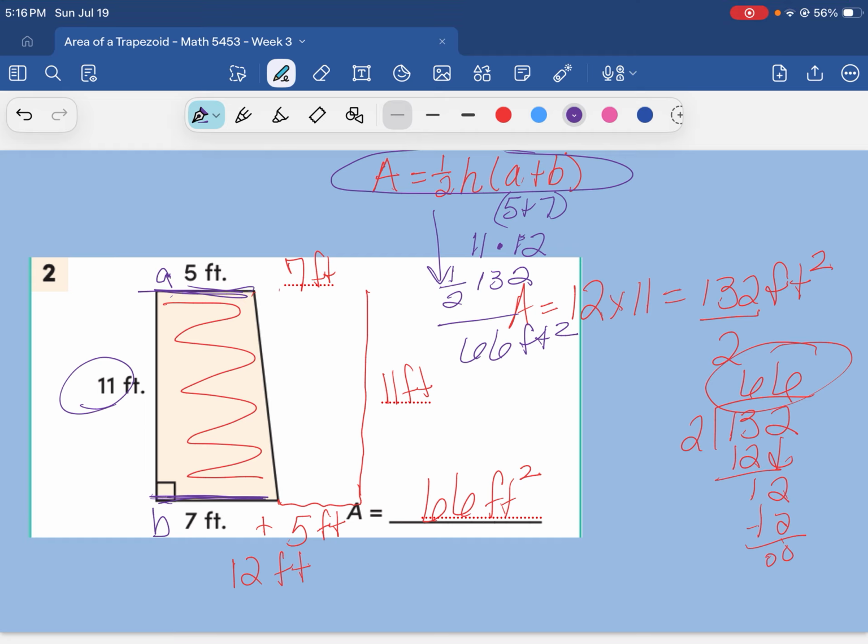So this formula is essentially doing the exact same thing that we're doing by copying the shape, flipping it and attaching it to the trapezoid that's already there to create a parallelogram. We're solving for the entire parallelogram because we're doing A plus B, and then timesing it by the height, and then dividing it in 2 to just find the half of that shape that we want, which is that trapezoid.